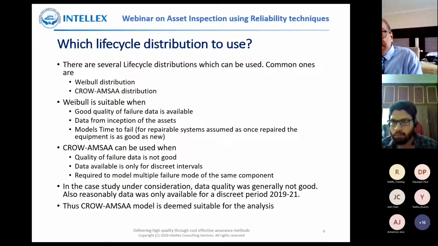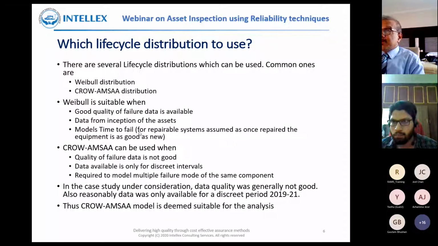Then there is another distribution called CROAMSA. It's a very flexible distribution and it's a bit macro level compared to Weibull. Weibull is suitable if there are some preconditions. There has to be good quality failure data. You should have the failure data right from the inception. If you have it only for the last few years, that's no good, because in the last few years it is worse, and it will give you wrong results.